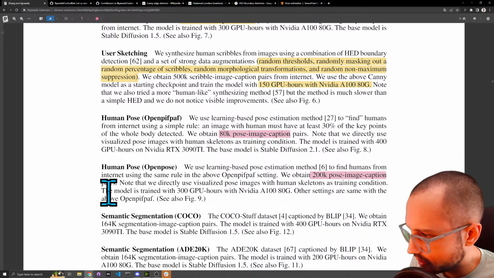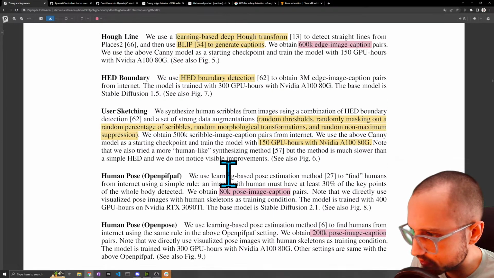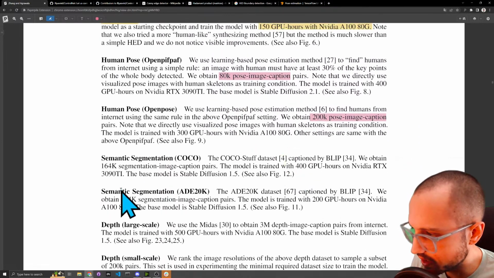Train for another 300 hours. There's a lot of training. There's a lot of data sets and training. I wonder who paid for all this.